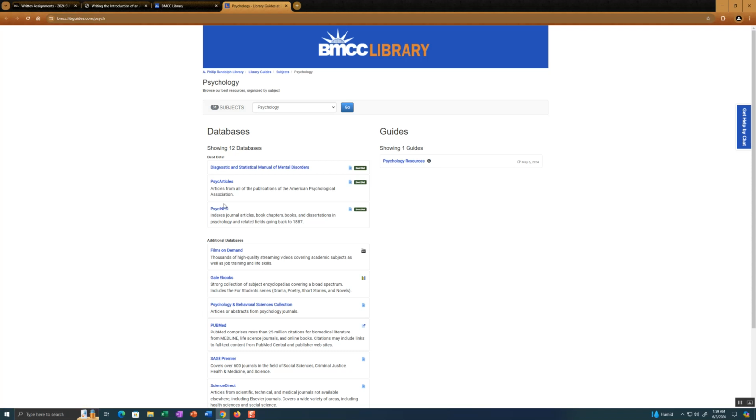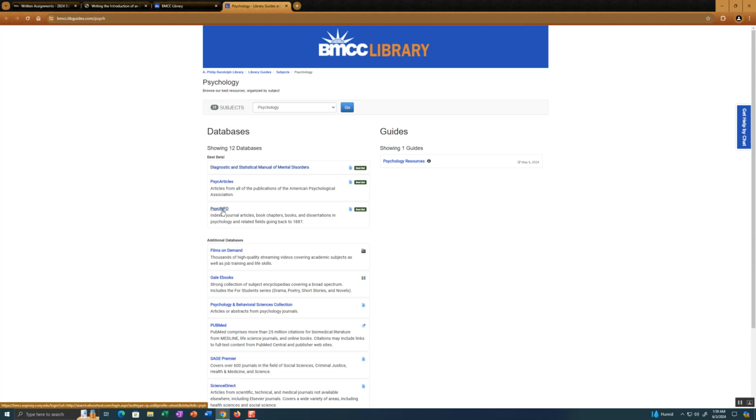There's not much of a big difference between them. You can use either one. I like PsycInfo a little bit better, but Psych articles is really the same thing. Both of these are fine. You have the DSM here, so if you're interested in looking at clinical disorders for an abnormal psych or a clinical psych course, you have that. We're not going to use that in this course, but you have full access to the DSM here.